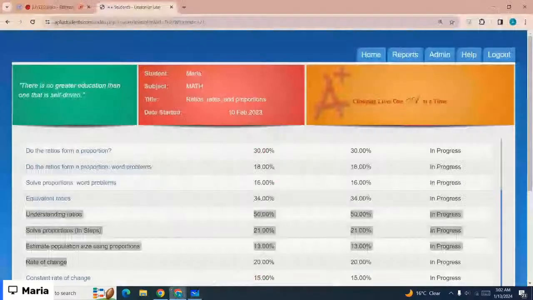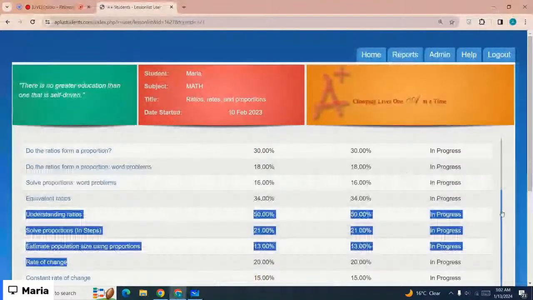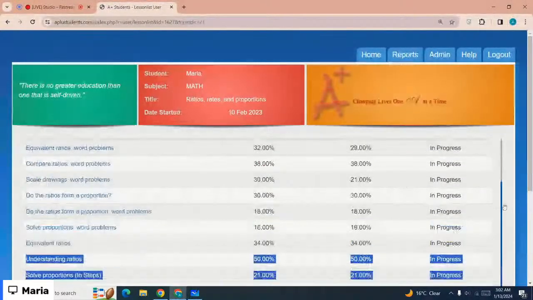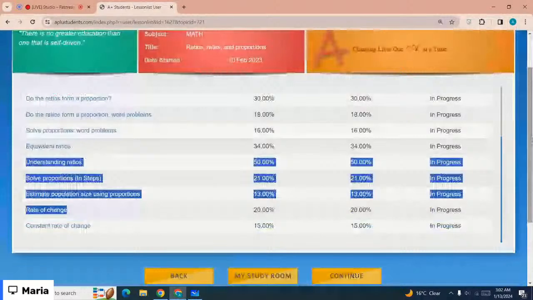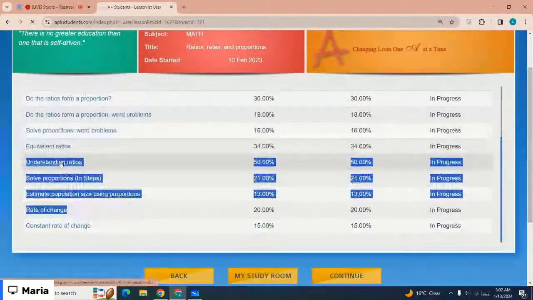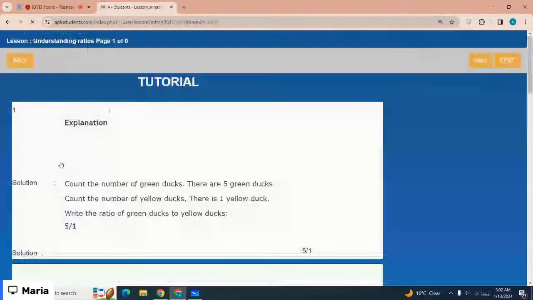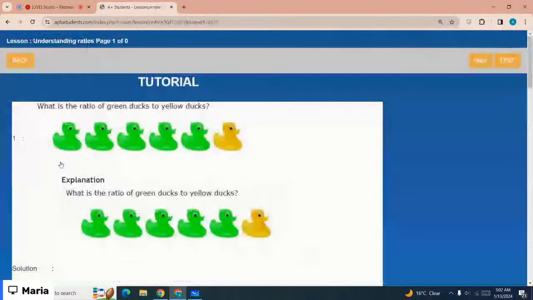Here I am on grade 7 math. We're going to start with the lesson understanding ratios. So let's just start with the lesson. What is the ratio of the green ducks to yellow ducks? So you are given some ducks. You need to find a ratio of the green ducks to yellow ducks, right?